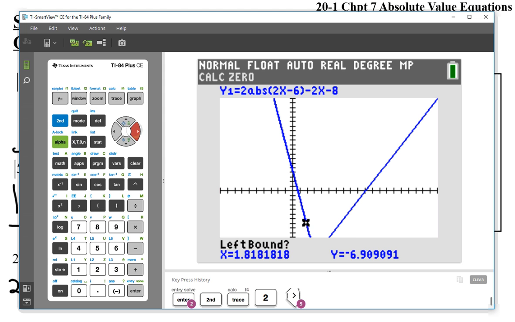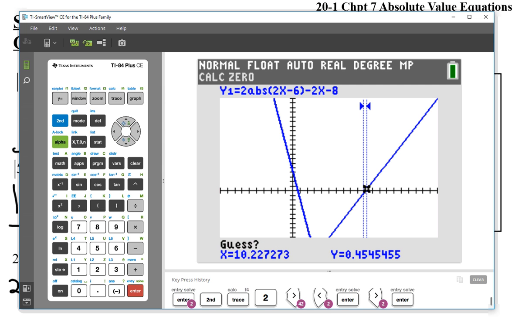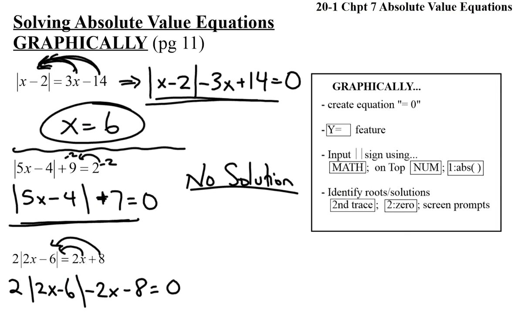We need to do a second trace a second time. We want a zero because now we want the second solution. Scroll over so we're on the left side of the intercept, enter, get to the right side of it, enter, yes, please guess it, and we get an x root value solution of 10. So in this case, we get x equal to 2/3 and positive 10. Graphing solutions is a nice way to be able to check if you choose.